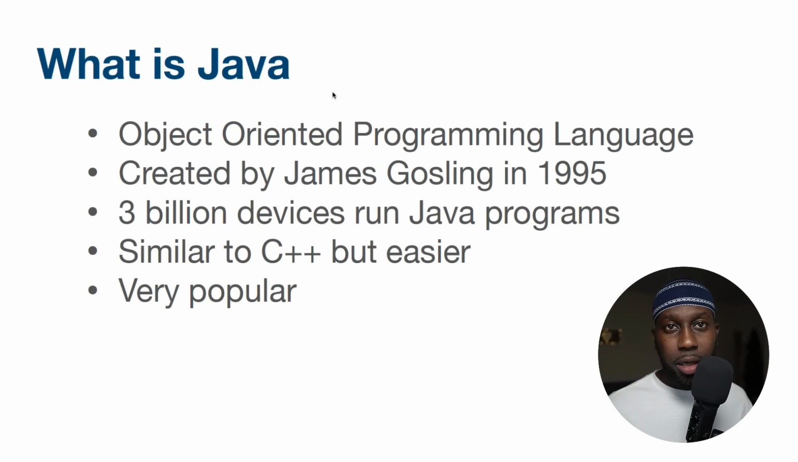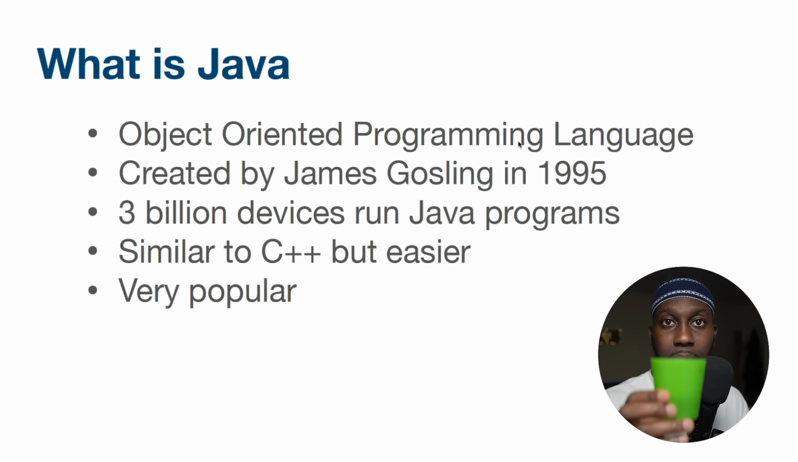Okie dokie. Let's go ahead and understand what exactly is Java. Java is an object-oriented programming language, meaning that you can take anything that you want, literally anything. So let's just take, for example, this cup in here and this remote in here. So we can turn everything into an object.